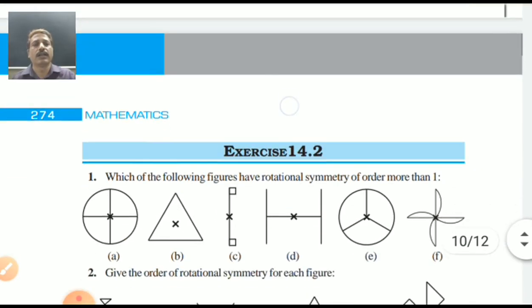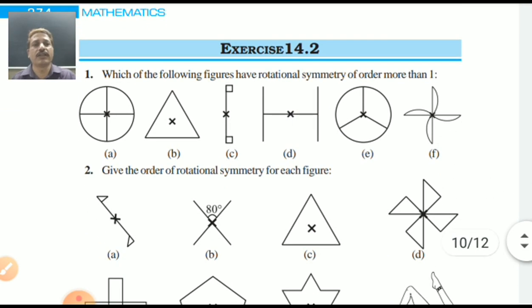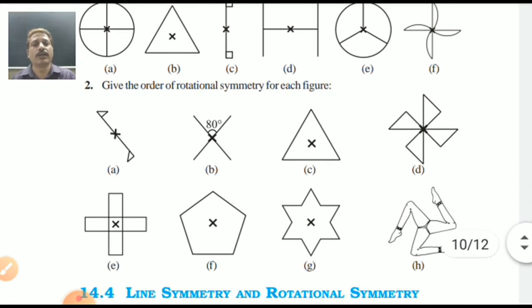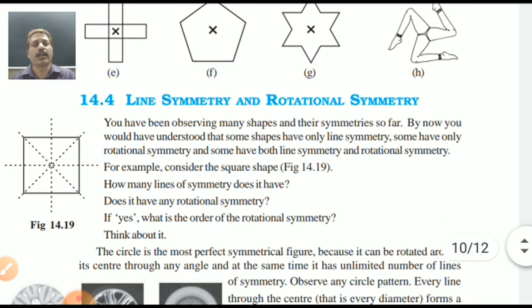120 degrees. Exercise 14.2: pictures are given like that, and you can give the center of rotation and the angle of rotation. Line symmetry and rotational symmetry.